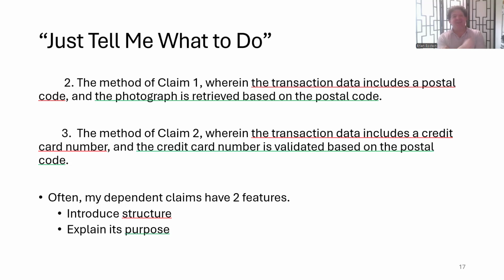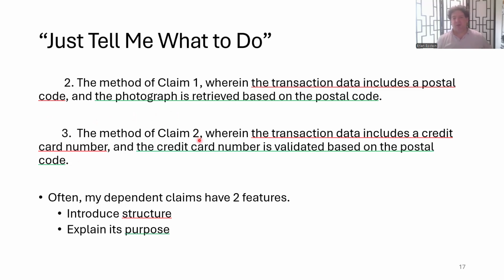So it's claim two, the transaction. Oh, I'm sorry. So my dependent claim, I'm going to begin at the bottom actually. My dependent claims have two features, usually, not usually, often. I introduce a structure in red, and then I explain its purpose in green. For example, claim two, the transaction data includes a postal code. I'm defining the transaction data, and then I tell you by including the postal code, and then I tell you what the purpose of the postal code is. It's the basis for retrieving the photograph.